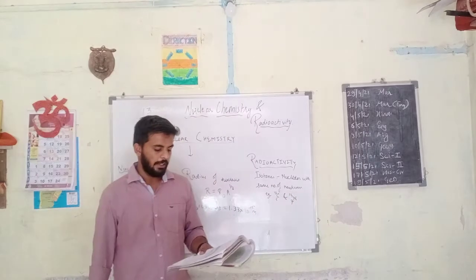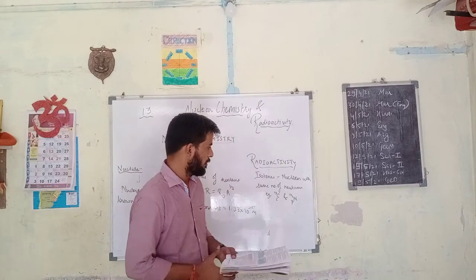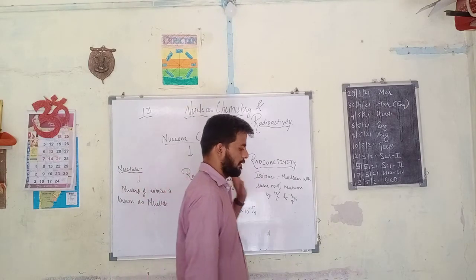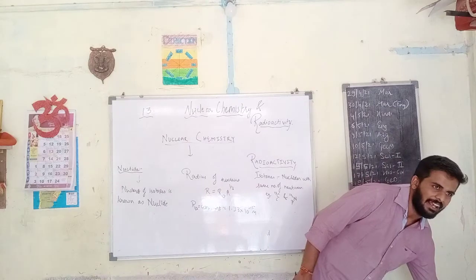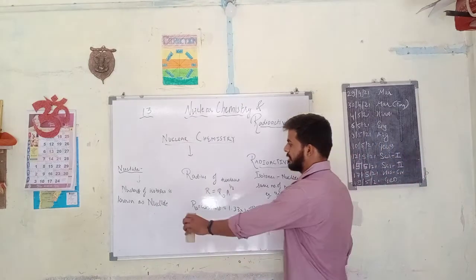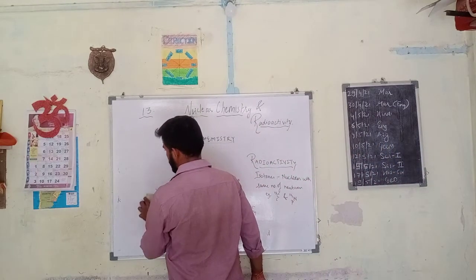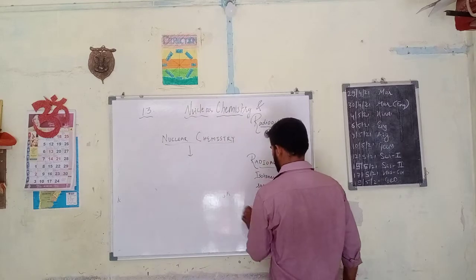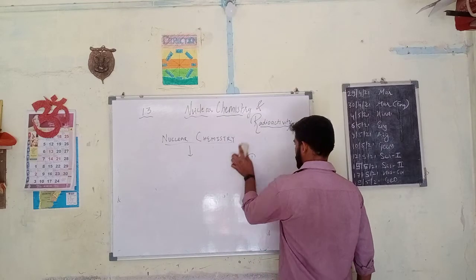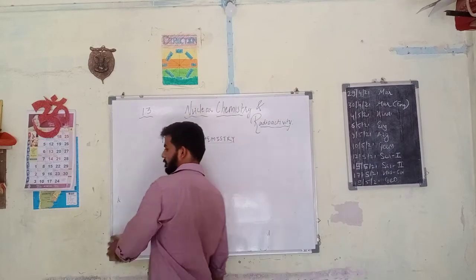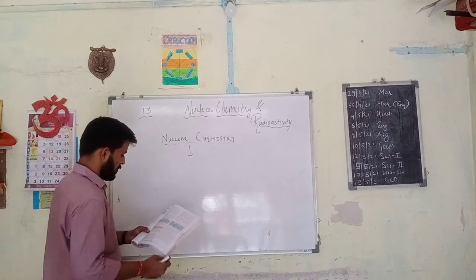Now the next point is nuclear isomers. It is a combination of both nuclide as well as isotopes. Let's see the definition first. So, nuclear isomers.